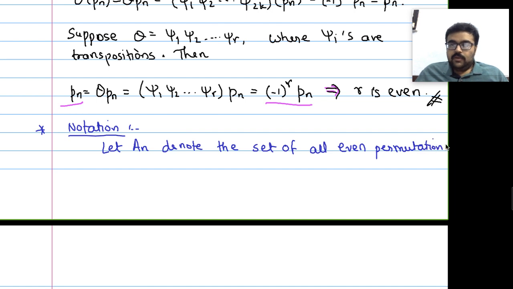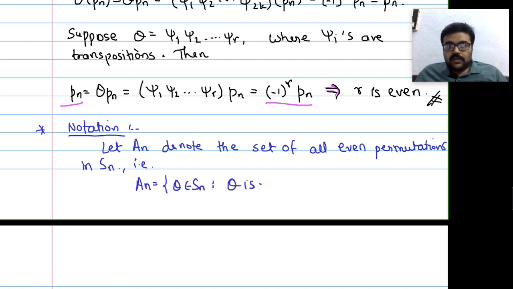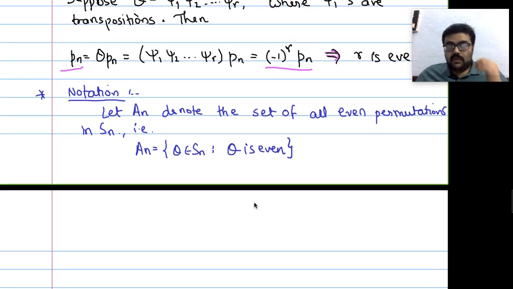Let An denote the set of all even permutations in Sn. So An equals all those theta in Sn so that theta is even. What do we mean by theta is even? Theta is even means theta can be written as a product of an even number of transpositions.